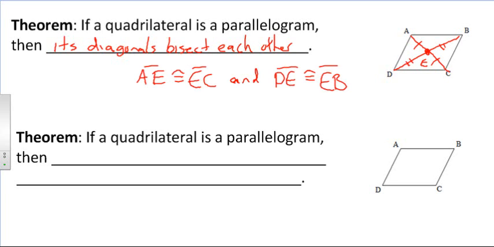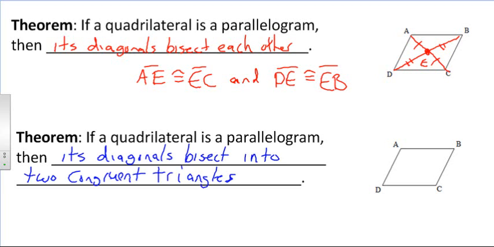And one last theorem for us here. If a quadrilateral is a parallelogram, then each of its diagonals will separate the parallelogram into two congruent triangles. Now I'm going to show this example with just one of the two diagonals, but it would work with the other one as well. If I draw in diagonal AC, I've basically created two congruent triangles here.